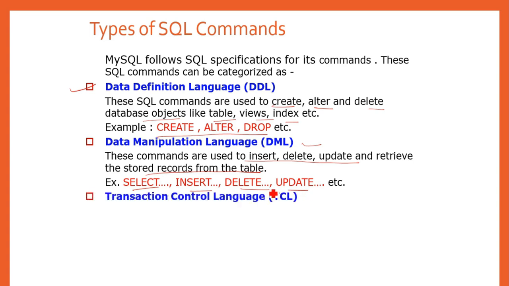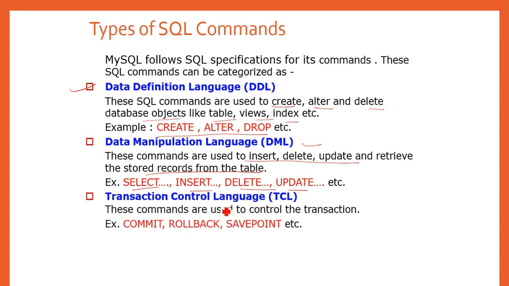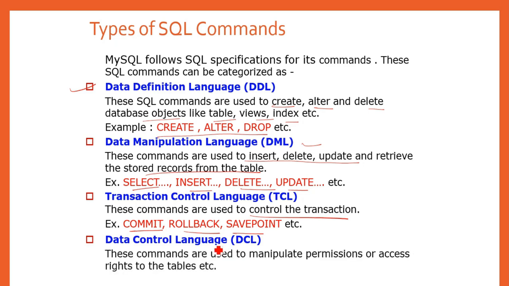After this, the third category is Transaction Control Language, that is called TCL. TCL commands help to control the transactions. Though this is not in your syllabus, let's know. Some examples of TCL commands are commit, rollback and savepoint. The fourth category is DCL, that is Data Control Language. It is a part of DDL only, and these commands are used to manipulate the permission or access rights to the tables. That is, grant and revoke.